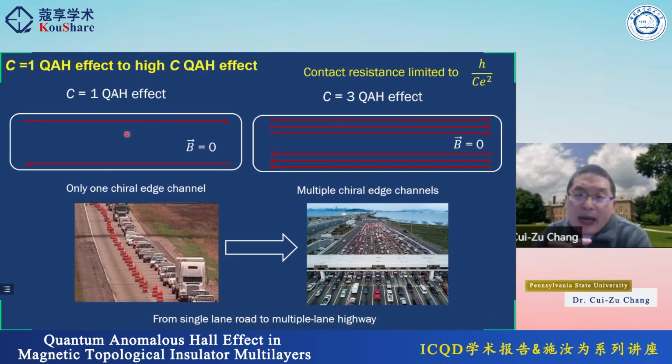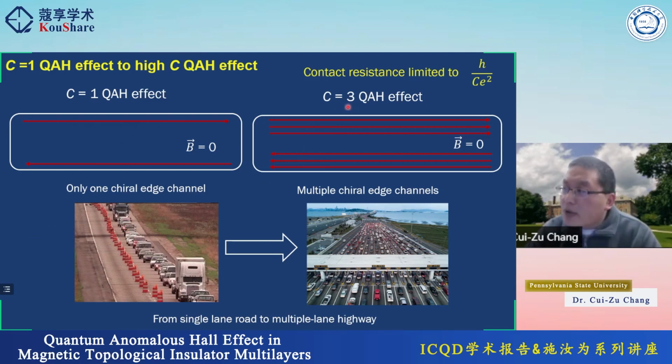First, let me compare the C equals 1 quantum anomalous Hall effect and the high Chern number quantum anomalous Hall effect. In the C equals 1 quantum anomalous Hall effect, as I just told you, there is only one chiral edge channel. When the electron travels from the chiral edge channel to the normal metal contacts, just like a car from the highway to the downtown, usually it takes a long time.